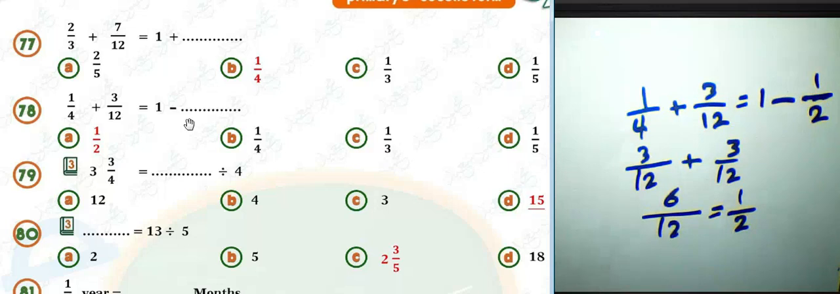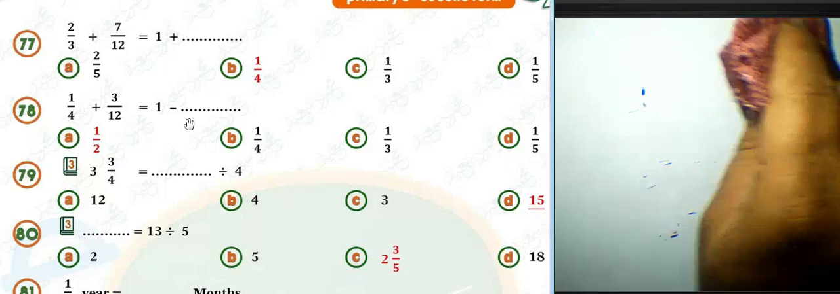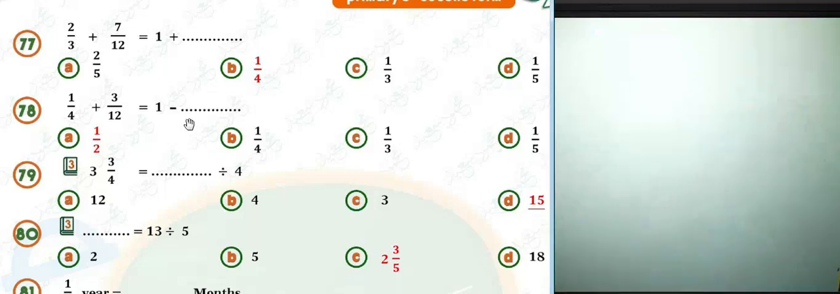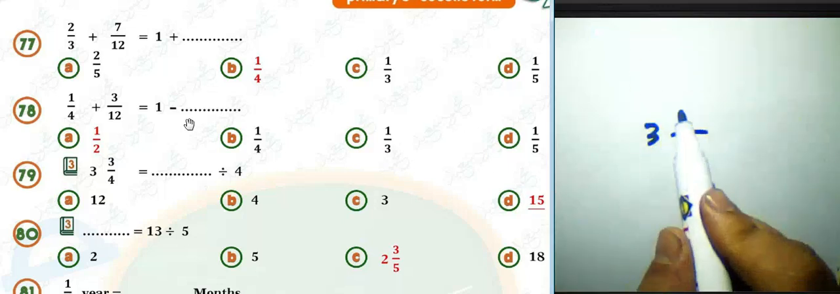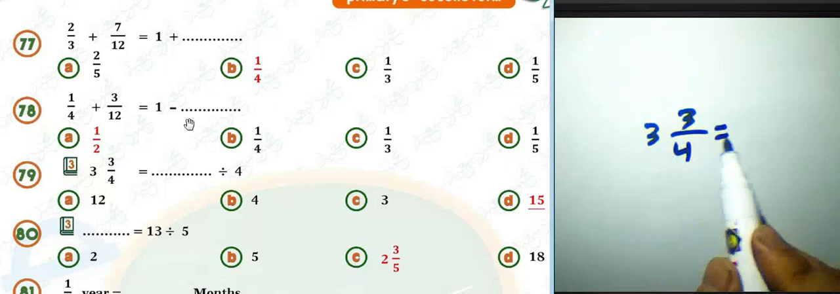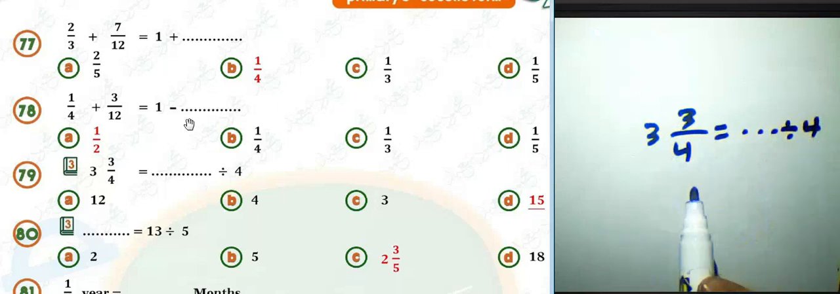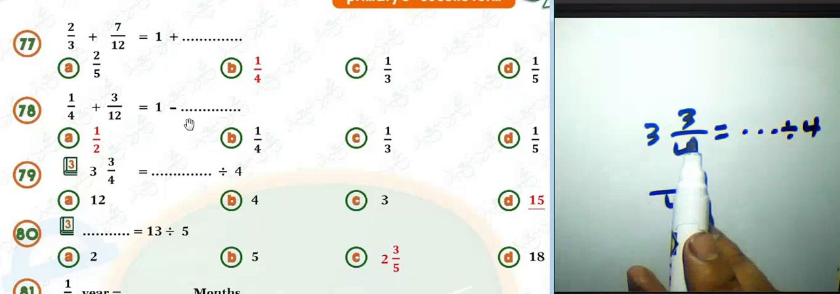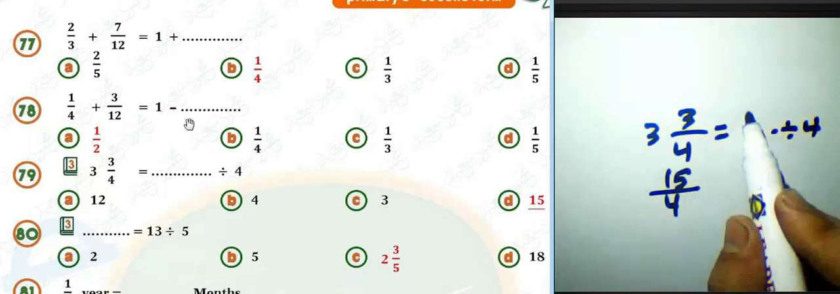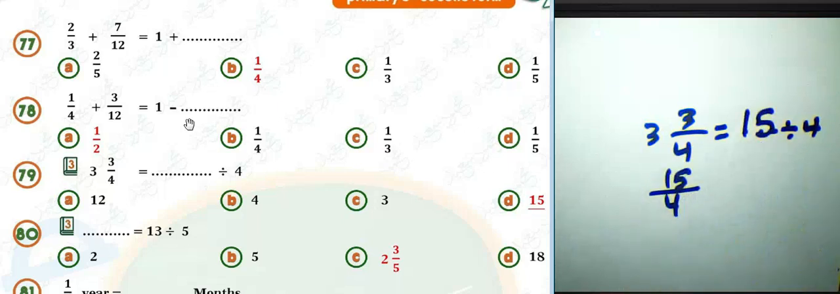Choose half. 3 and 3 over 4 equals space divided by 4, or what over 4? 3 times 4 equals 12. Write 4 here, 3 times 4 is 12, 12 plus 3 equals 15. So we must write here 15, 15 over 4.